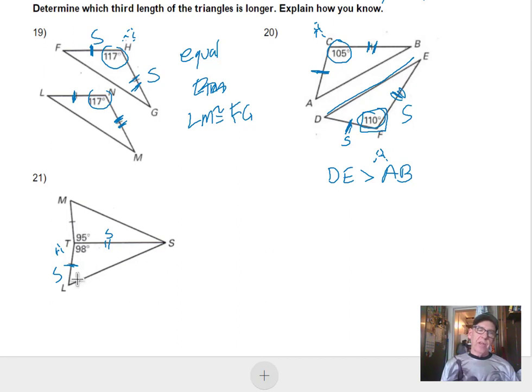The side opposite the 98, LS, is going to be the biggest side. So LS distance is going to be greater than MS distance. And that's it for those.